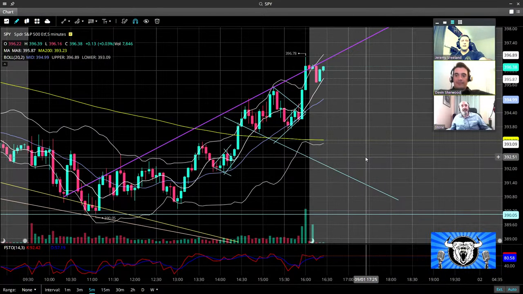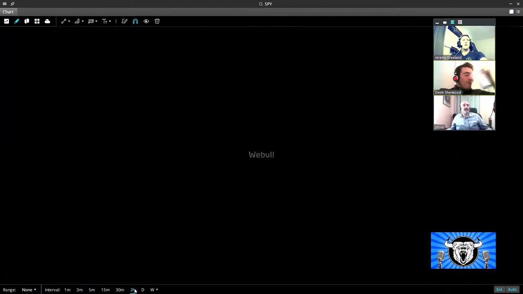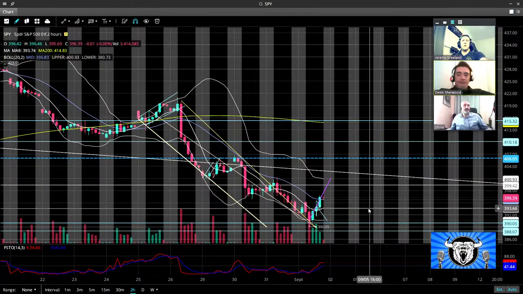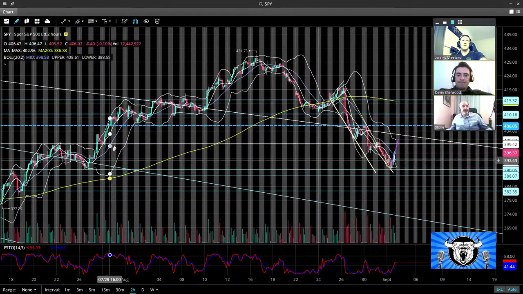Perfect. Okay, so let's break this down a little bit. Let me start with the 2-hour chart. We know where all the pivots are by looking at the 2-hour chart. We simply look left. We can find all the points of control just looking at the previous trend. It's really that simple, okay?